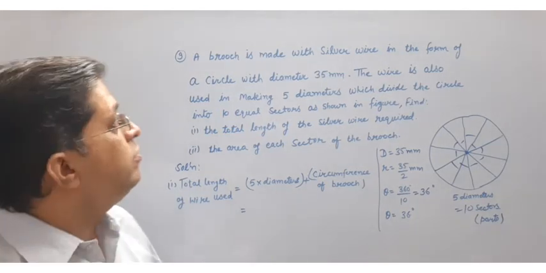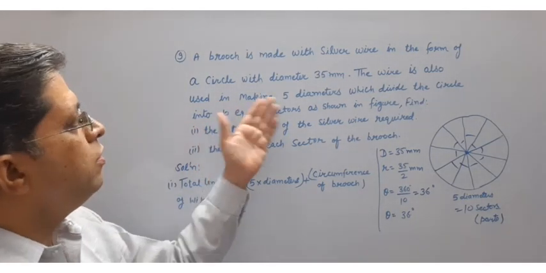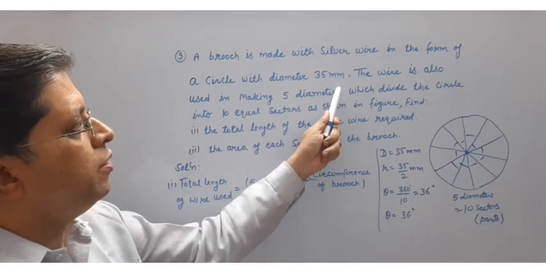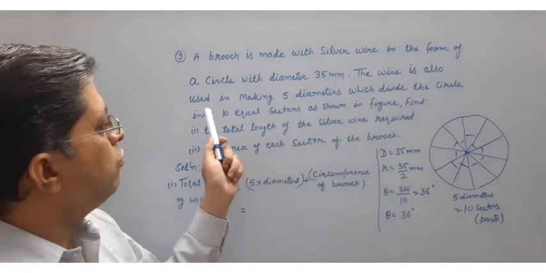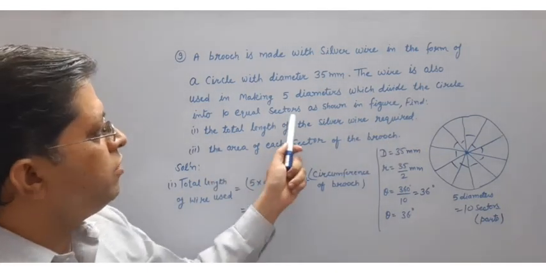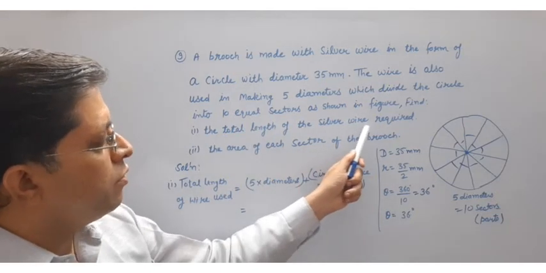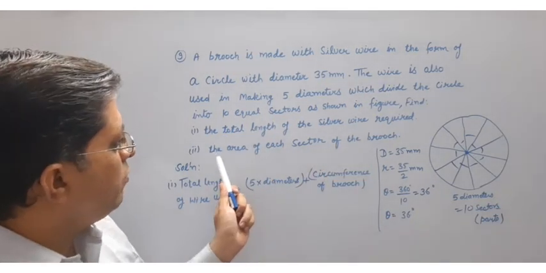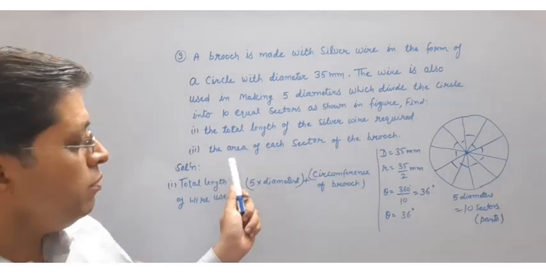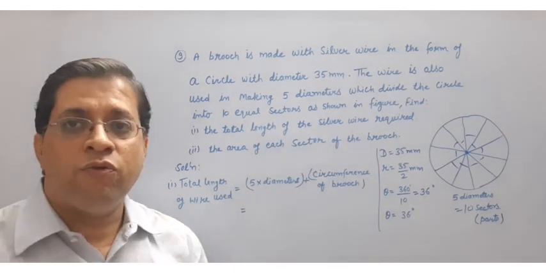Now the next question is, a brooch is made with silver wire in the form of a circle with diameter 35 millimeter. The wire is also used in the making of 5 diameters which divide the circle into 10 equal sectors as shown in the figure. Find the total length of wire required. And second, the area of each sector of the brooch. Two things you have to find out.